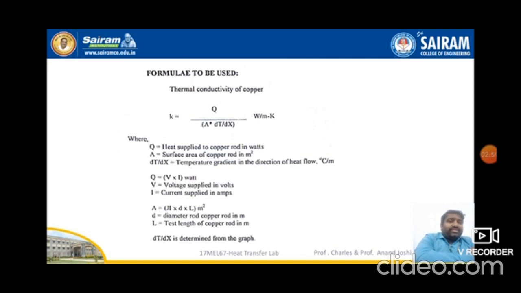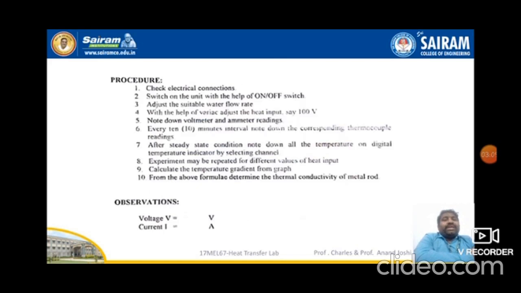The area we can calculate by pi d L, where d is the diameter of the copper rod and L is the test length of the copper rod. dT by dx is determined from the graph. So we have to calculate dT by dx by plotting the graph and taking the slope of the tangent line. At t equal to 0, you will get dT by dx. That value you have to consider for the calculations.